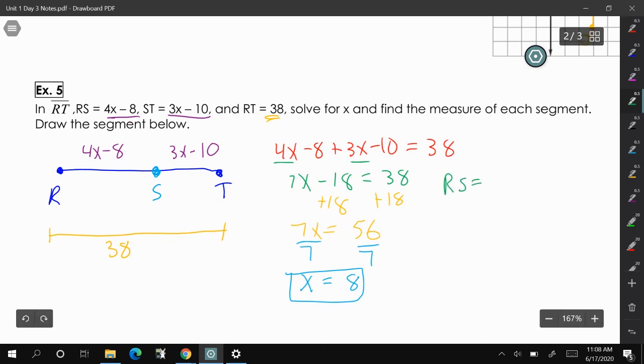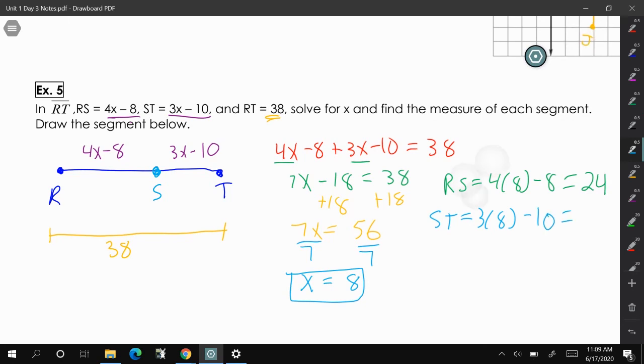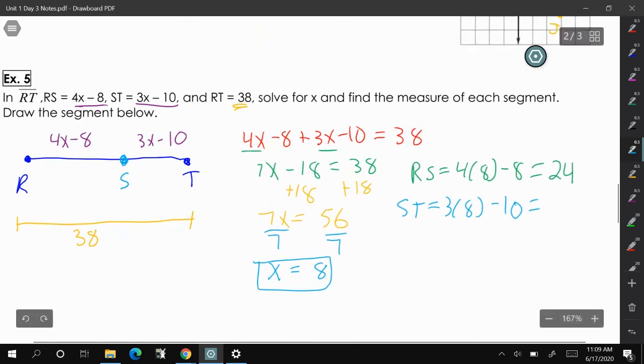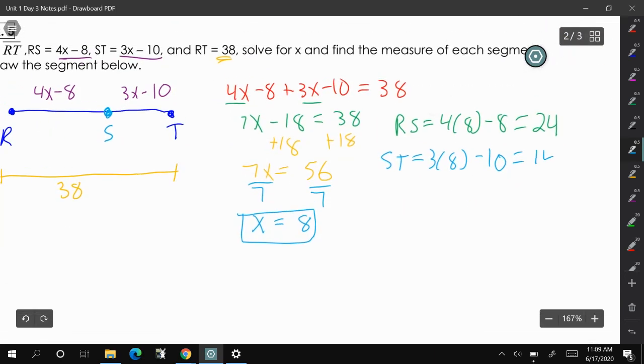So now we got to plug x back in. So RS is going to be 4 times 8 minus 8. So that would be 24. And then ST is going to be 3 times 8 minus 10. And that's going to give us 14. Now we have the other parts of the problem solved.